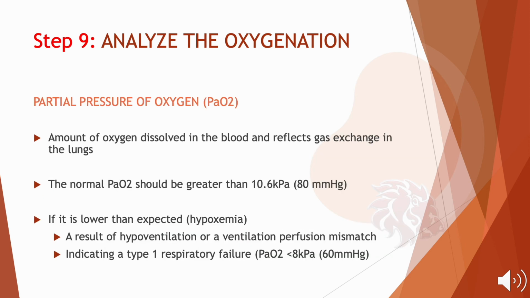As a review, partial pressure of oxygen is the amount of oxygen dissolved in the blood and reflects the gas exchange in the lungs. The normal partial pressure of oxygen should be greater than 10.6 kilopascals or 80 mm mercury. If it is lower than expected, there is hypoxemia. This might be a result of hypoventilation or a ventilation-perfusion mismatch, indicating that there is a type 1 respiratory failure.